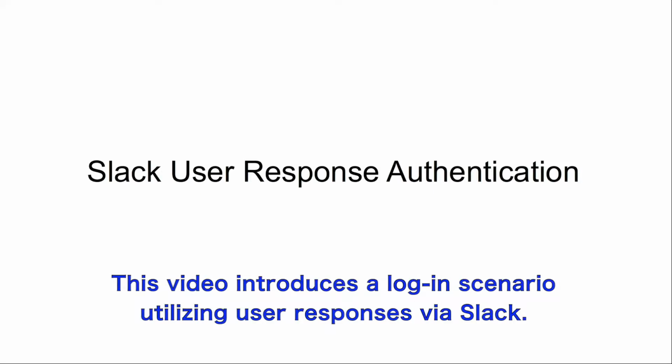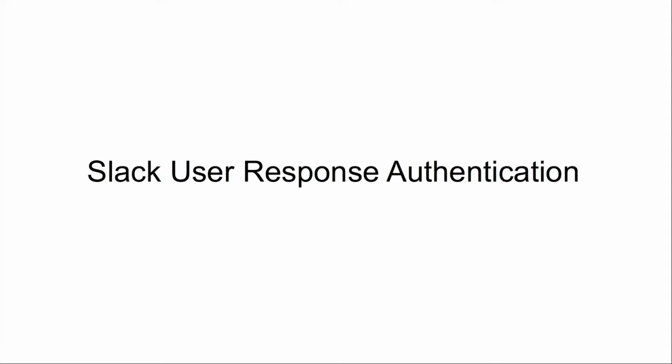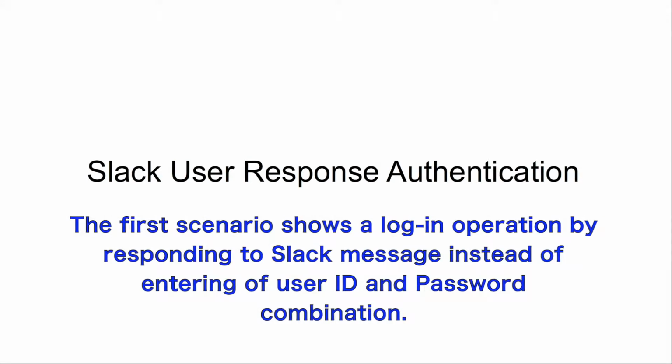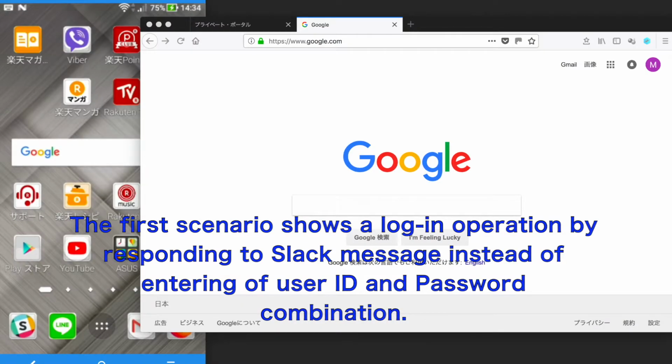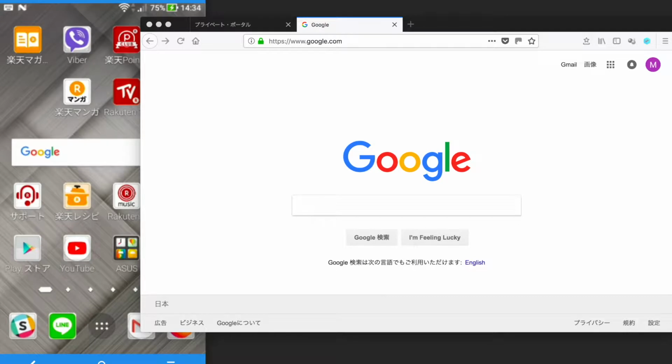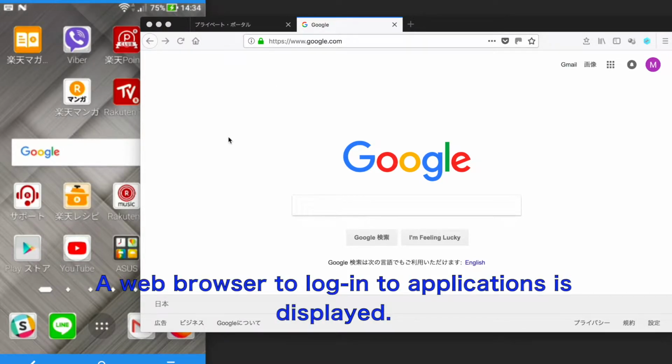This video introduces a login scenario utilizing user responses via Slack. The first scenario shows a login operation by responding to a Slack message instead of entering a user ID and password combination. A web browser to log into applications is displayed.